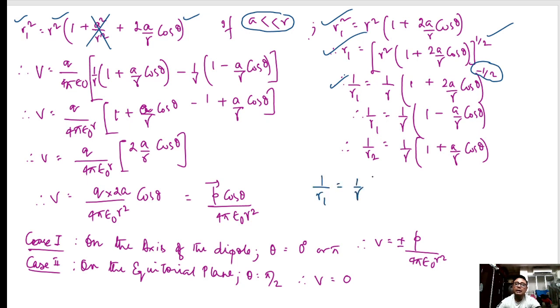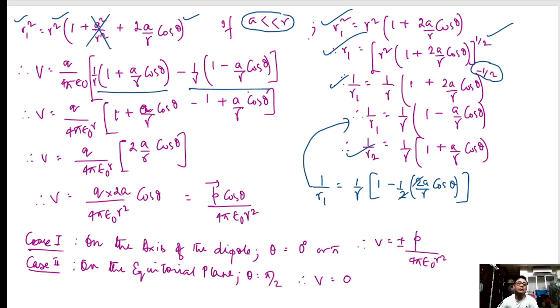So 1 by r1 will be 1 by r times 1 minus half into 2a by r cos theta. So this 2 and 2 cuts, so it's a by r. So this is what we have got. Similarly, 1 by r2 will be this. So putting here the values of 1 by r1 and 1 by r2, now after cancellations we get this.